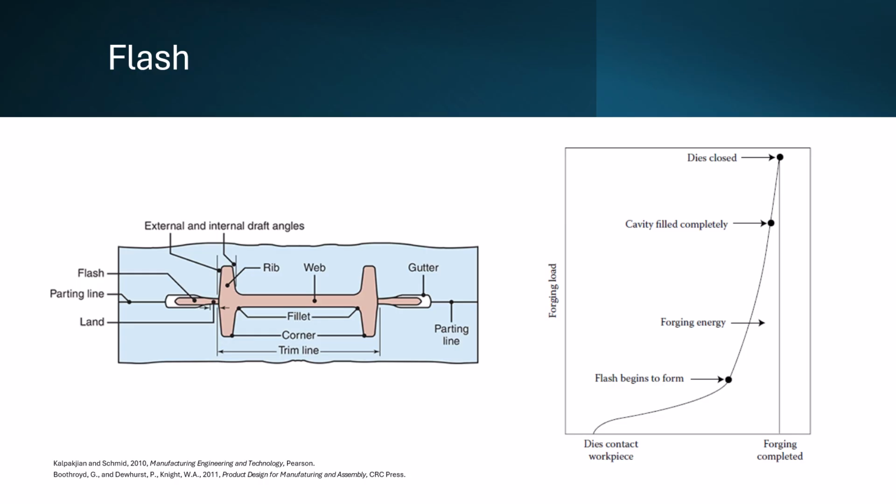Material is also lost due to the oxidation of the metal throughout the forging process in what is called scale loss. This oxidation must be removed before the part is finished.